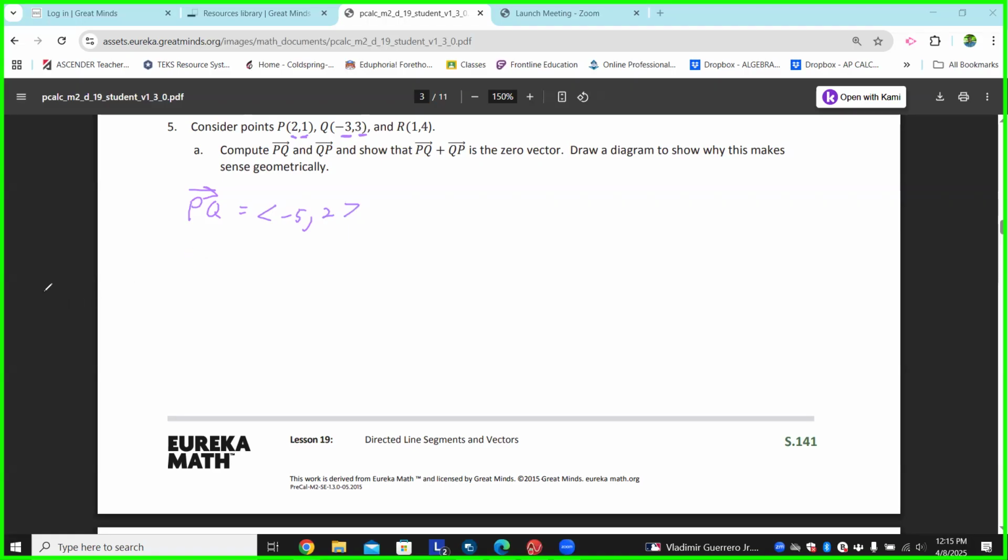Now we're going to do QP. I'll do it a different color. Again, now notice this time P is the second point, so that's where I'll subtract from. So what is 2 minus -3? +5. And what is 1 minus -3? -2.